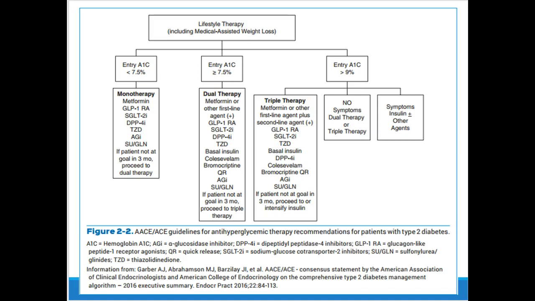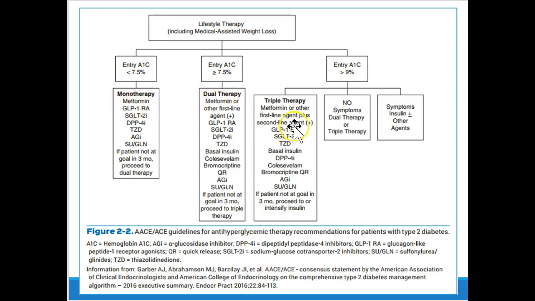All right, these guidelines are the AACE guidelines. So you have lifestyle therapy, including medically assisted weight loss, and you have the different A1Cs stratified there. So again, they're a little bit more aggressive here. If your entry A1C is less than 7.5, you're going to do monotherapy. And here they actually stratify it, so this is in order of what drugs they like the best.